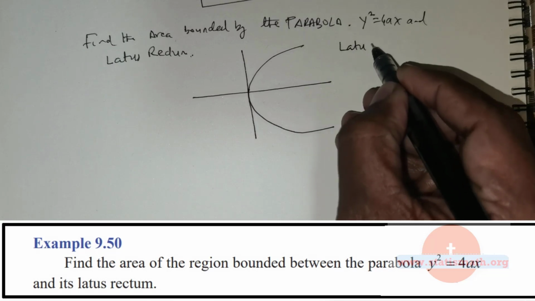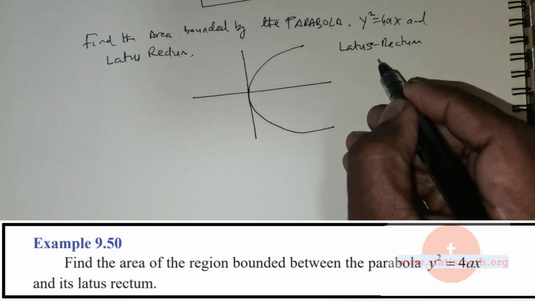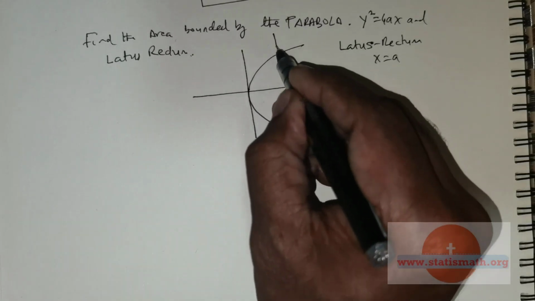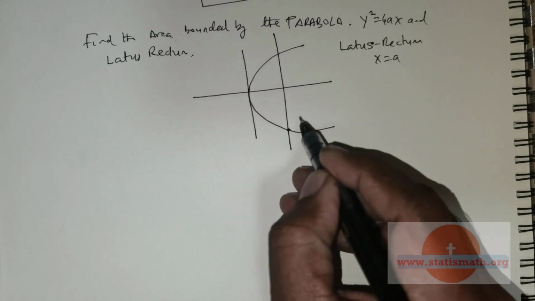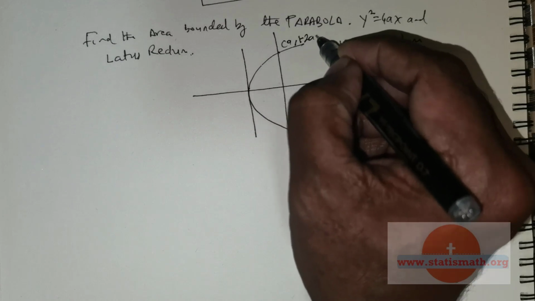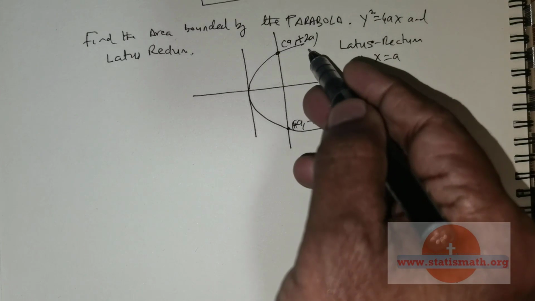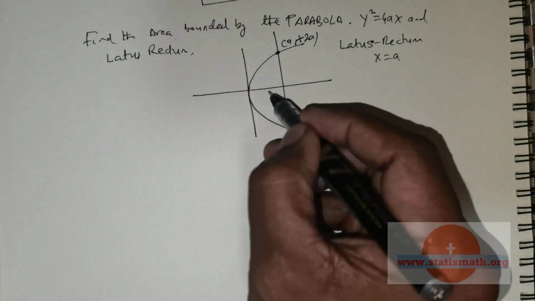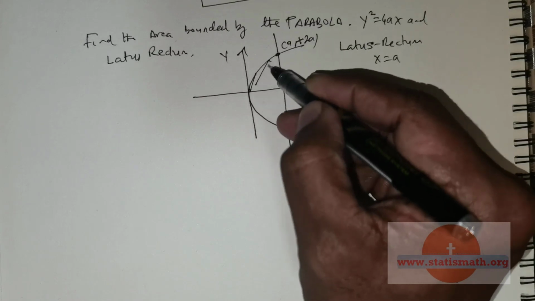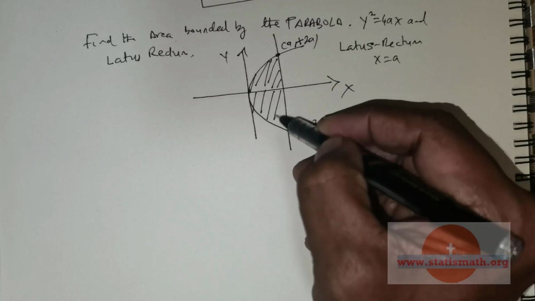And the equation of the latus rectum will be of the form x is equal to a. So, that means you have a line that is passing like this, intersecting the parabola at a comma negative 2a on one side and positive 2a. So the coordinates would be a comma negative 2a and a comma positive 2a. So you are expected to find the region bounded by the parabola and the latus rectum. So this is the region that you need.